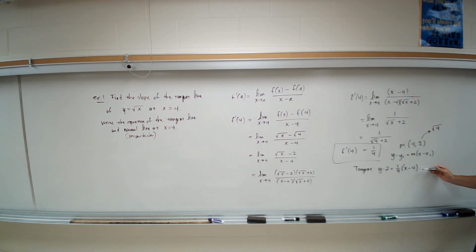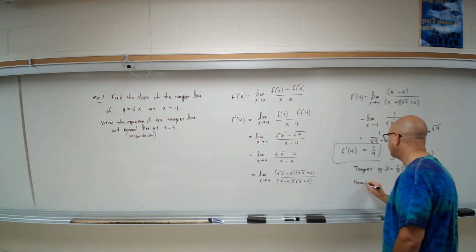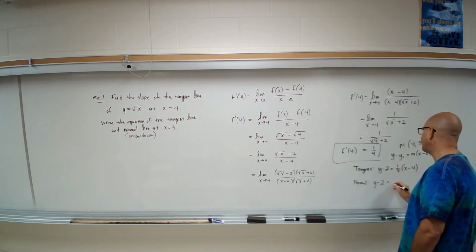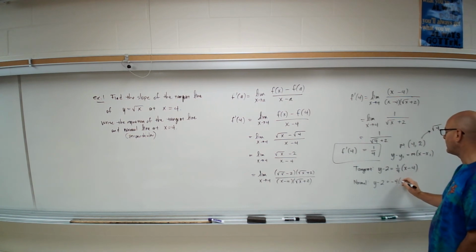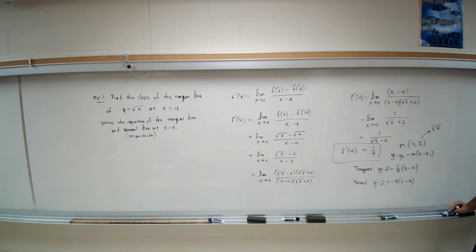Don't distribute, just leave it. Okay? If you would have to type this in your calculator, which is kind of a nice thing to do sometimes, just type y equals 1/4 parenthesis x minus 4 plus 2. Your calculator takes care of it. The normal line, we said, is perpendicular to the tangent line. So it's still y minus 2 equals, but it's going to be negative 4, and then x minus 4. Right, so it's exactly the same, except the slope is the opposite reciprocal.